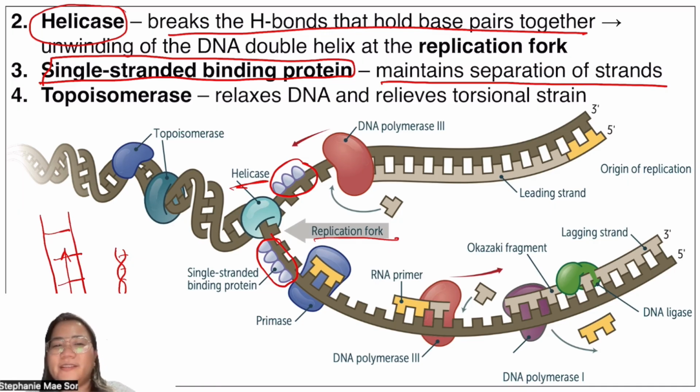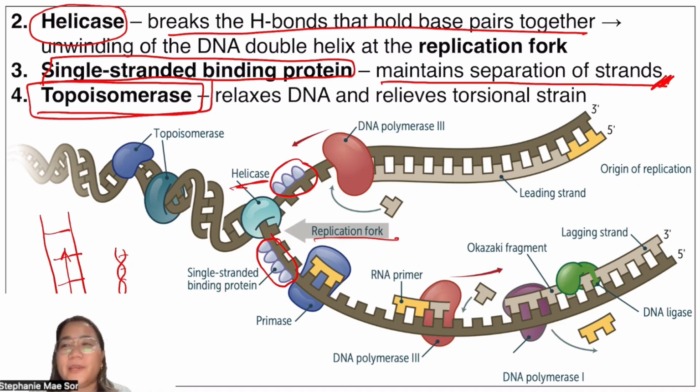Kasi ang tendency niyan, kasi syempre, dahil may hydrogen bonds in between, tendency niya is mag-close. So, what maintains the separation? It's single-stranded binding protein. Next, you have another enzyme called topoisomerase. So, topoisomerase naman is located dun sa part ng DNA na hindi pa naka-wind. So, ang ginagawa ni topoisomerase is, nire-relax niya yung DNA kasi di ba double helix siya. Nire-relax niya yung DNA para maunat.